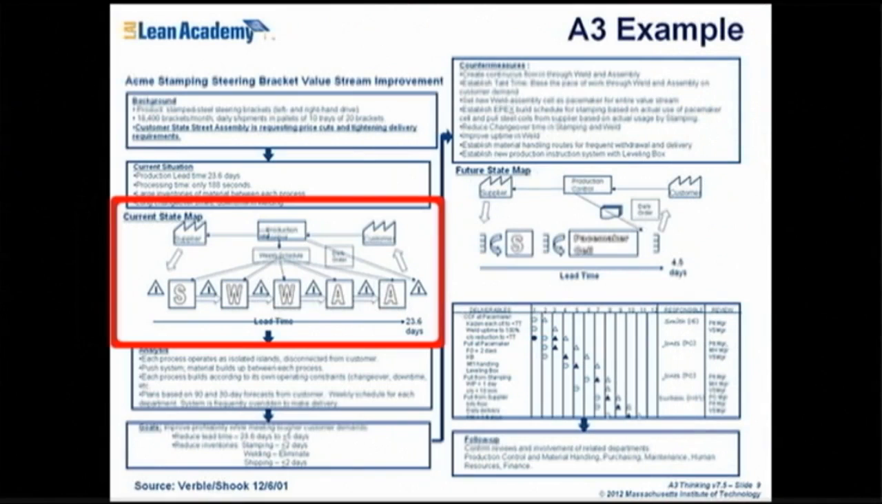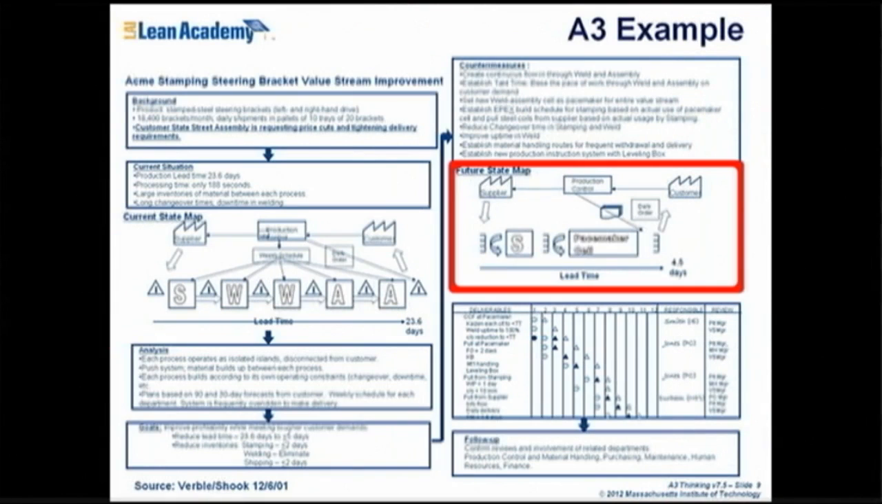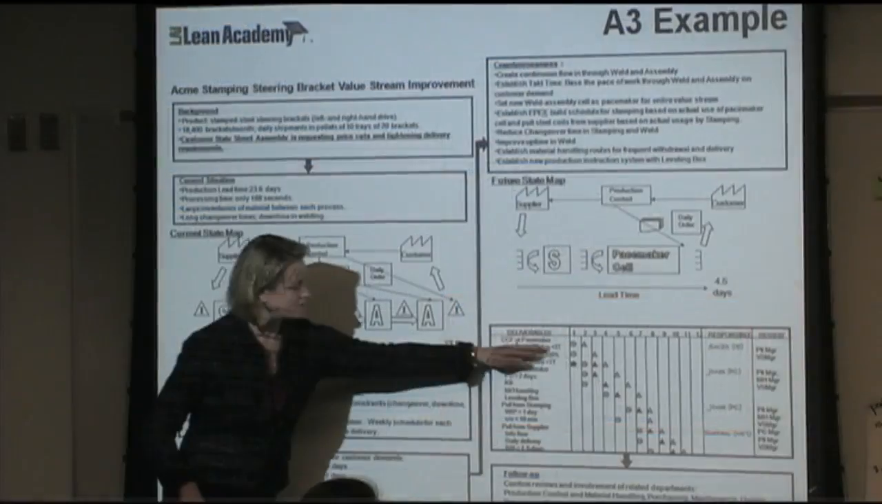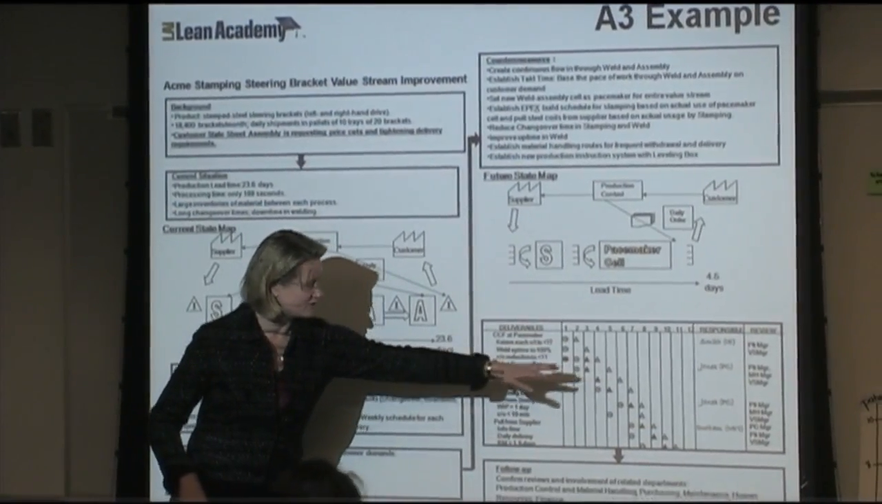What I will note before leaving this example is the prevalence of the visual types of information. So they have their current state map, a future state map on here, a Gantt chart that they have used to describe their plan, which are all the deliverables that have to happen, and who's going to do them, who's responsible for them, and when. So you can see how these visual representations pack a lot of information into a nice tight space.